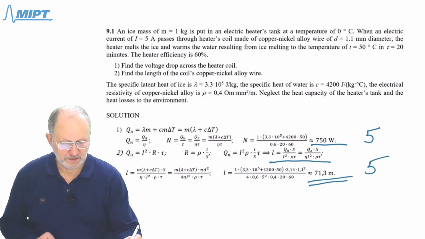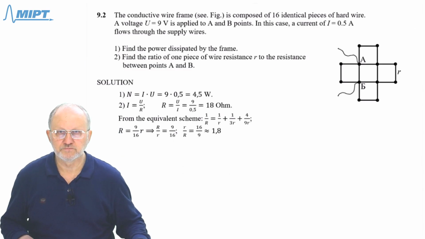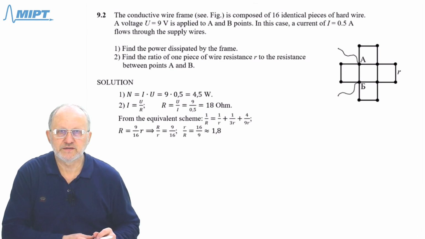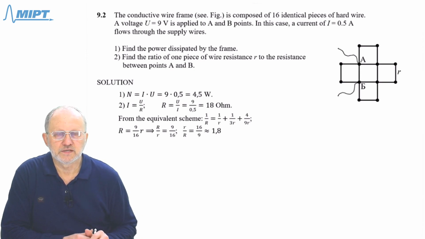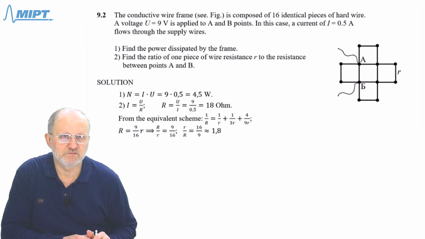Now we continue to the second problem, problem number 9.2. The conductive wire frame shown on the picture is composed of 16 identical pieces of hard wire. A voltage of 9 volts is applied to points A and B. In this case, a current of 0.5 amperes flows through the supply wires. Find the power dissipated by the frame, that is the first question, and the second one, find the ratio of one piece of wire resistance to the resistance between points A and B.